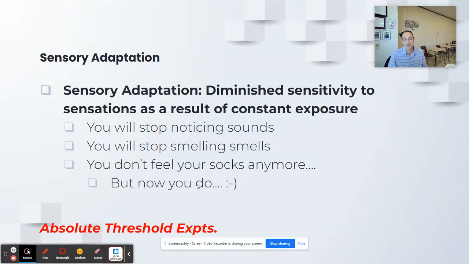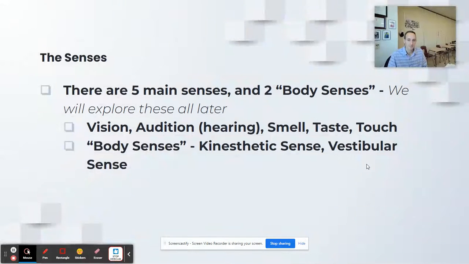So we're going to do these absolute threshold experiments tomorrow. I'm going to save them because they're kind of involved, and I didn't want the sub to have to figure out how to navigate that. I'll walk you through that process tomorrow. But with the time we have left, we're just going to talk about what the 5 main senses are.